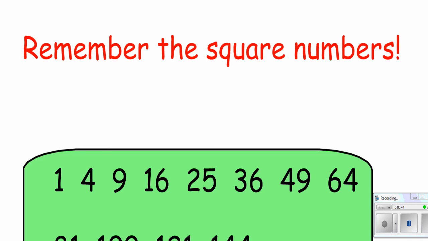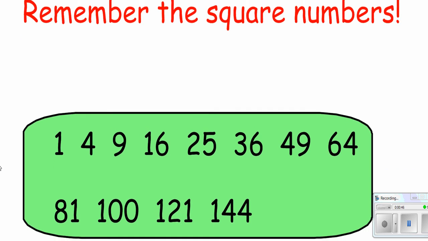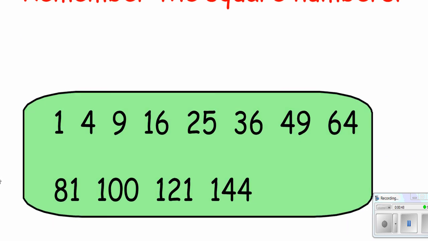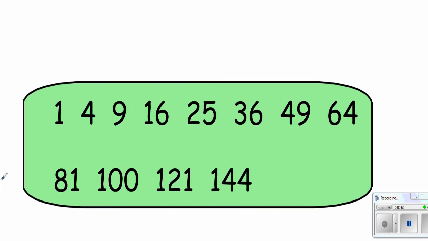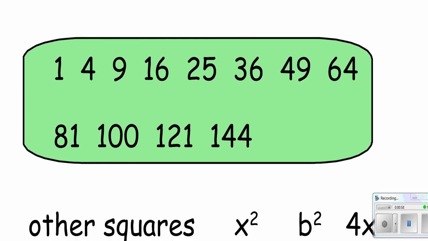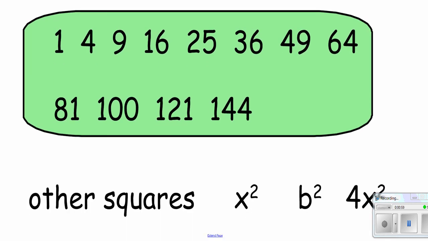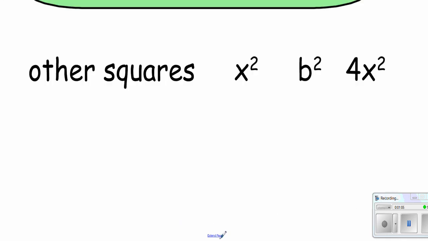You have to remember your square numbers. Square numbers are 1 times 1 is 1, 2 times 2 is 4, 3 times 3 is 9, all the way up to 12 times 12 is 144. Now there are other squares that we have to remember, and that is x squared, which is x times x, b squared, which is b times b, and 4x squared, which is 2x multiplied by 2x.